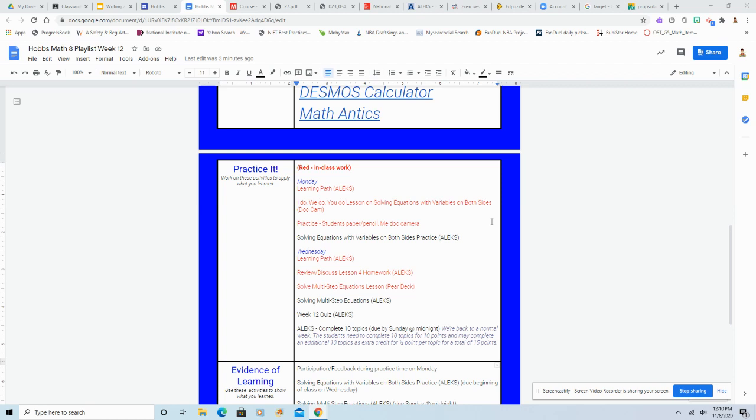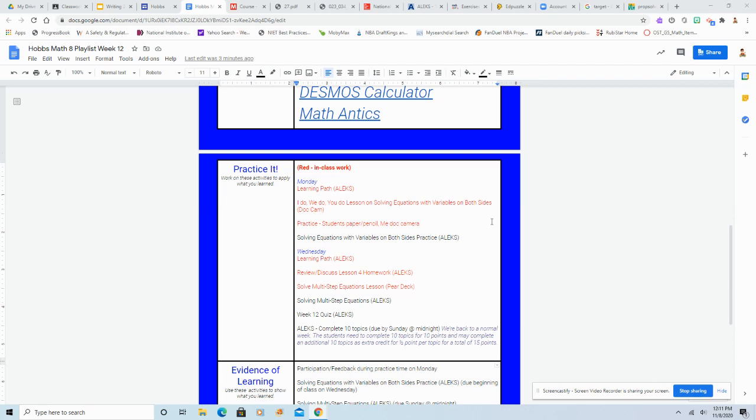So I need them not to just show up. I need them to be active learners like they would be in the classroom. In the classroom, we'd be putting these on the whiteboard. I'd have 2 or 3 people up there at a time doing them. We'd take a look at them as a class. This is the best alternative I can find to doing that.